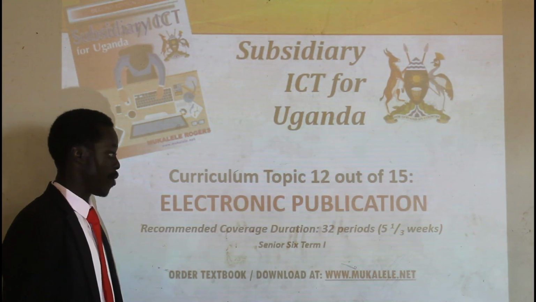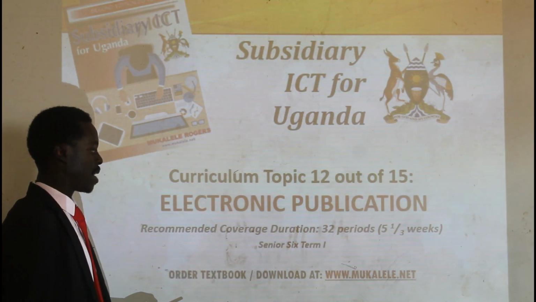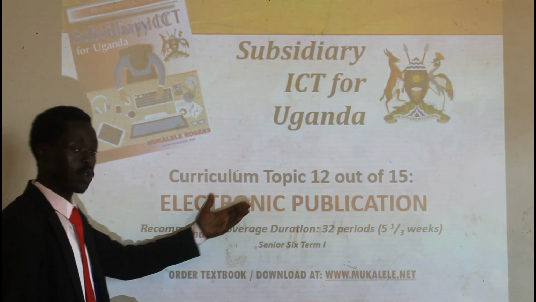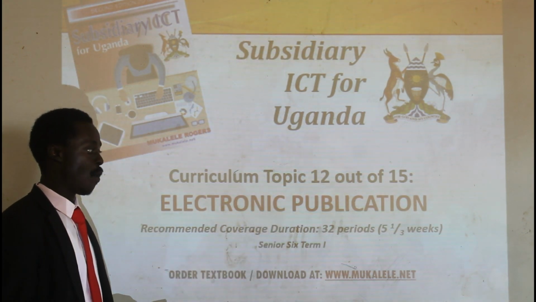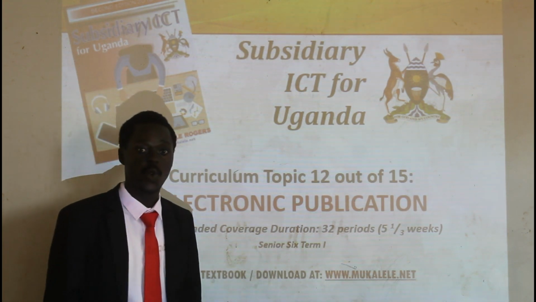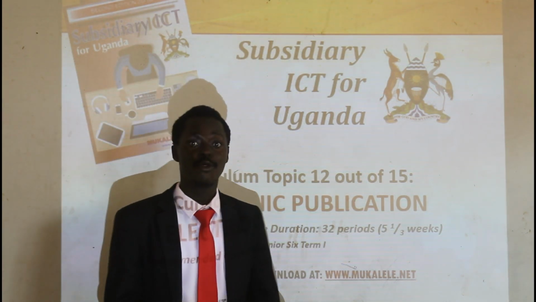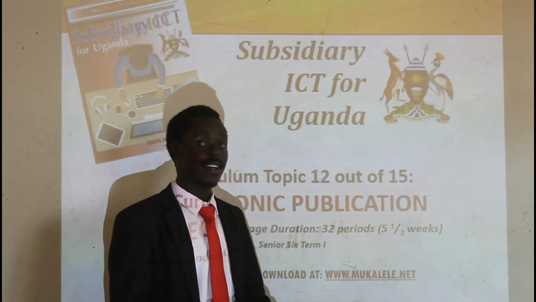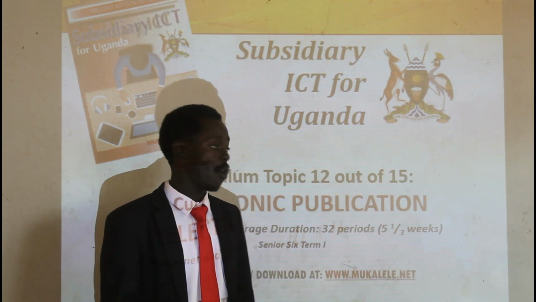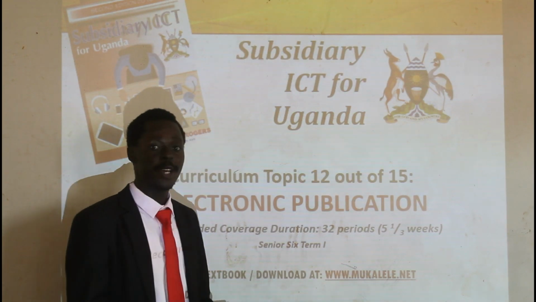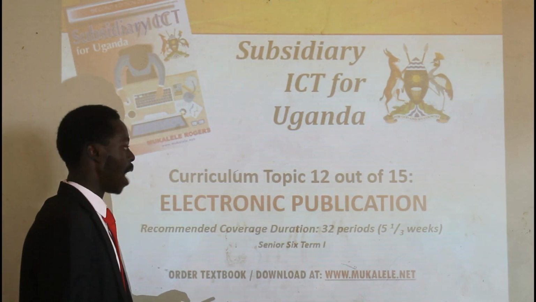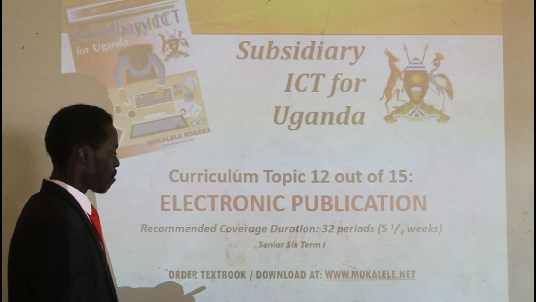However, for today, we're going to look at electronic publication. Electronic publication is topic 12, and it is taught in senior 6 term 1. Those who had covered it in your schools, that is very good. And those who had not yet covered it by the time you went home for this COVID holiday, you're going to get theoretical concepts that will prepare you for the upcoming videos.